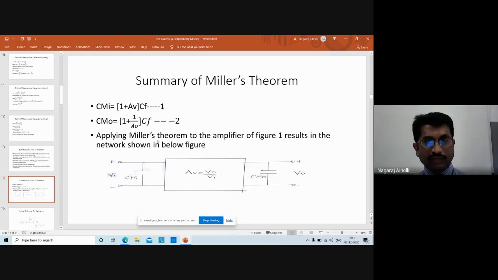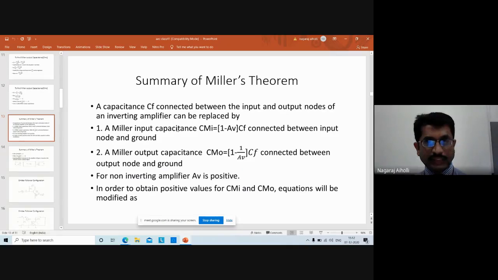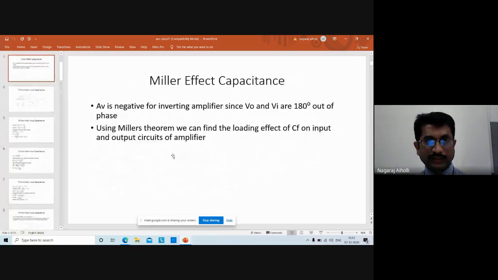Now, as I told, if you apply Miller's theorem, then the feedback capacitance, which is connected between input node and the output node, gets converted into Miller's input capacitance connected between input terminal to ground, and Miller's output capacitance connected between output terminal to ground. So this is the summary of Miller's theorem. So we have defined Miller's theorem. What is Miller's theorem? So these are the points regarding Miller's theorem. In the summary, we have covered Miller's theorem, and we have derived the equation for the Miller's input capacitance and the Miller's output capacitance.